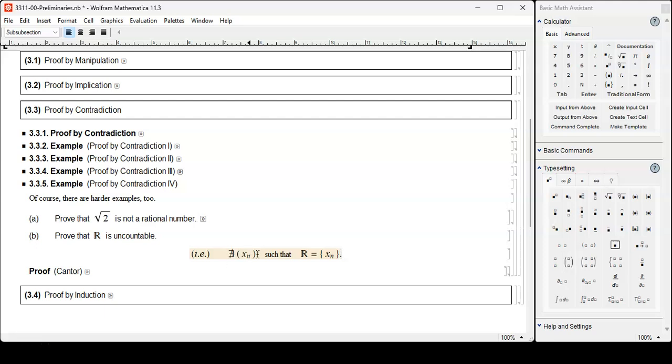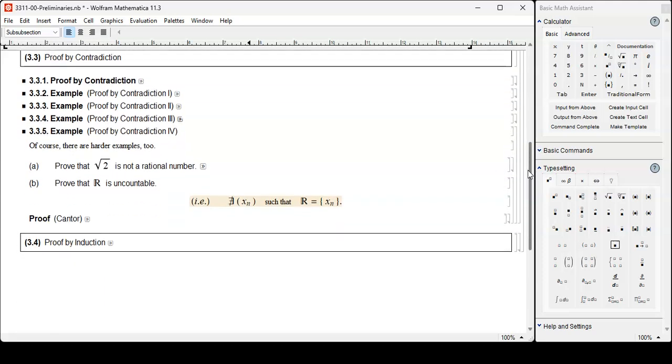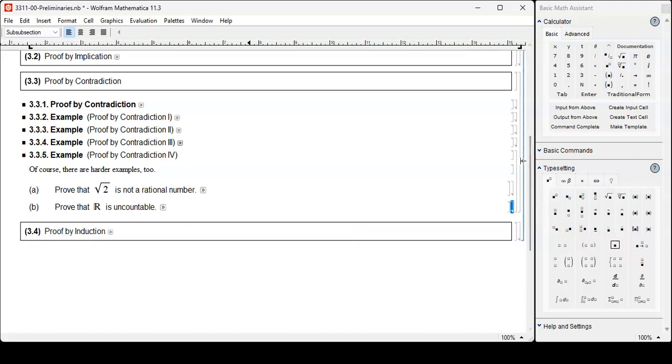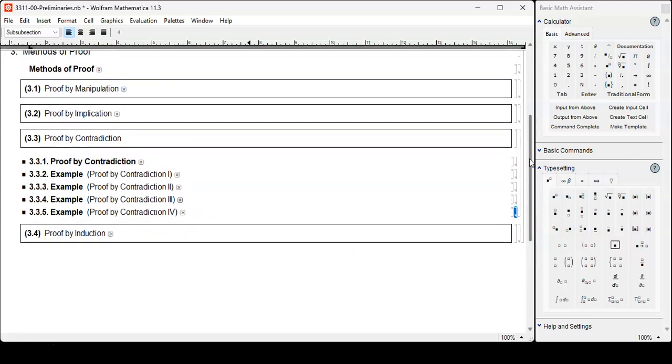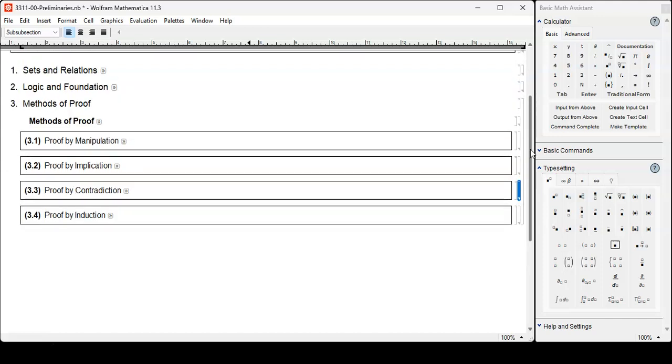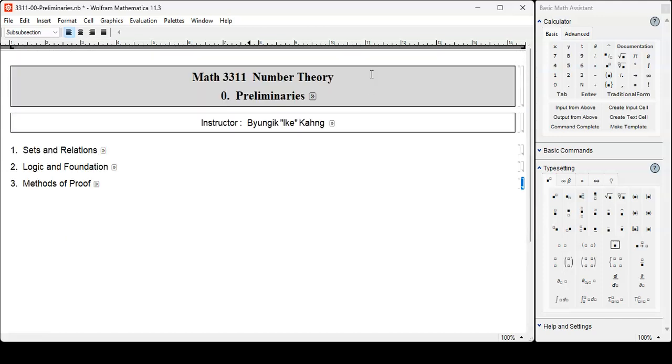So this parenthesis notation of a sequence, and this brace notation of the image of those sequences are a little bit different. And as for the proof, the famous proof by diagonalization method, well, I'm going to leave that as an exercise for you as well. I'm pretty sure you already went through that in the Introduction to Proof class. Okay, so much for subsection 3.3.